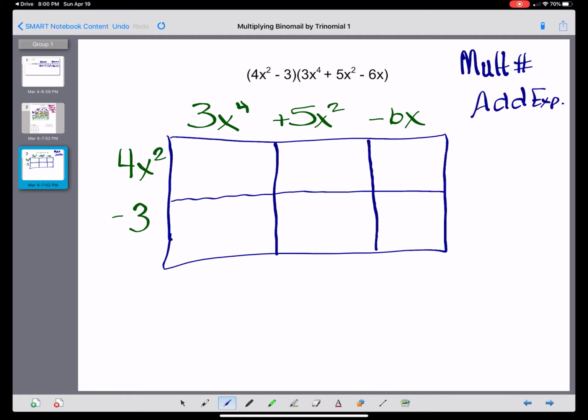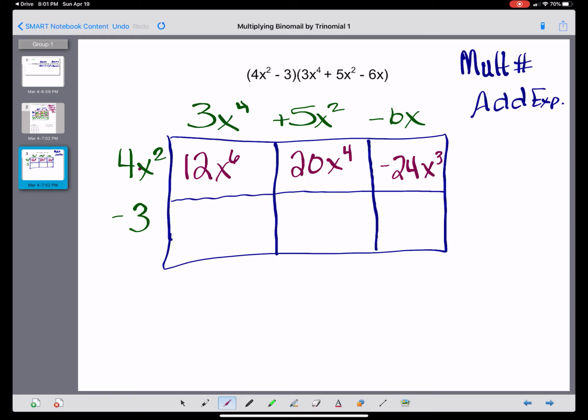So upper left-hand corner, we have 4x squared times 3x to the fourth. Multiply the numbers. 4 times 3 is 12. Add the exponents. 2 plus 4 is 6. Okay. 4x squared times 5x squared. 4 times 5 is 20. And then 2 plus 2 is 4. 4x squared times minus 6x. 4 times negative 6 is negative 24. 2 plus 1 is x to the third.